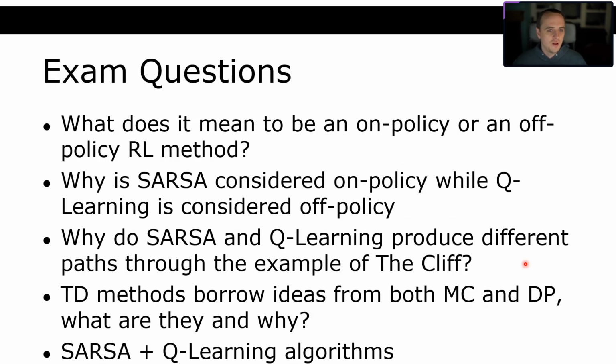Okay, here's some possible exam questions. What does it mean to be an on-policy or an off-policy RL method? Why is Sarsa on policy and Q-learning is off policy? Why do Sarsa and Q-learning produce different paths through the example in the cliff? TD methods borrow ideas from MC and DP. Why do they do that? Sarsa and Q-learning algorithms. All of these exam questions, however, were for the closed book exams of yesteryear.